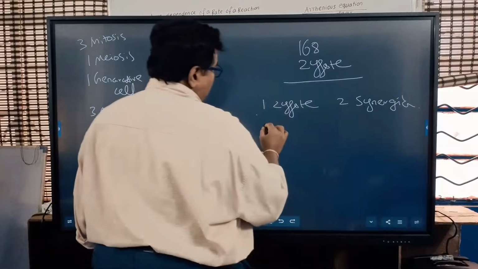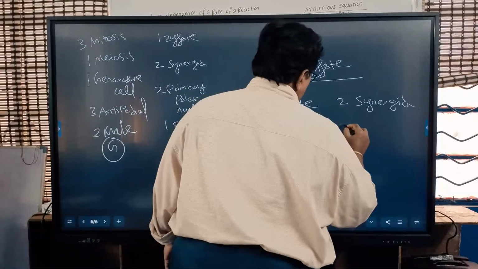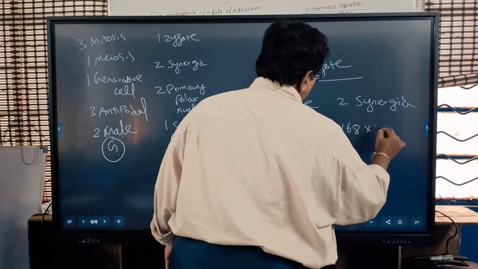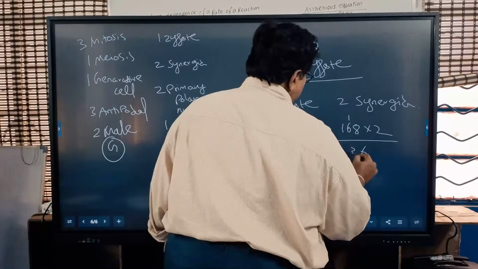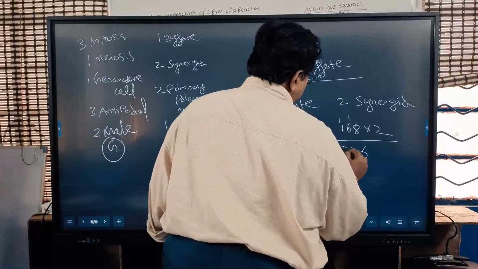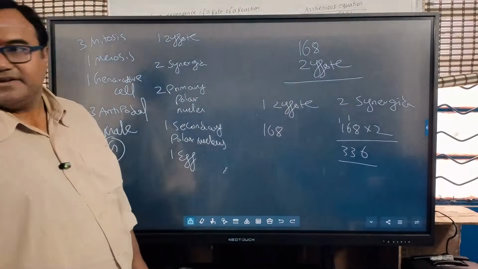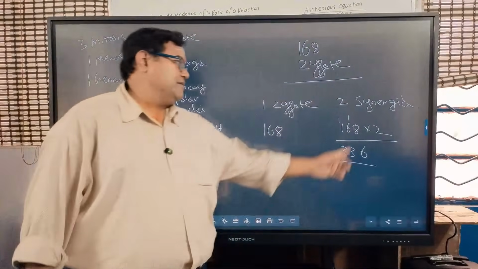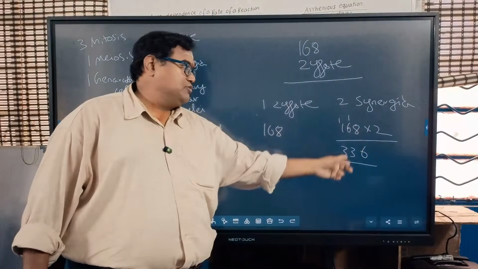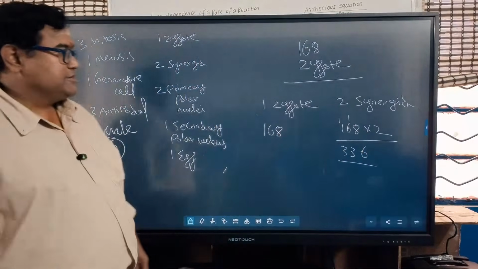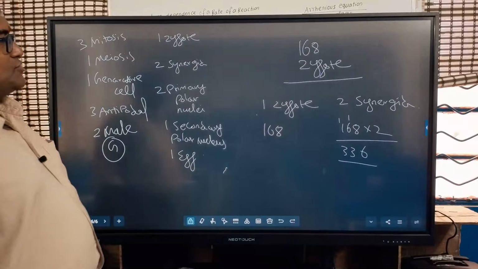Right? For 168 zygotes, how many synergids are required? So 168 into 2. 8 2s are 16. 6 2s are 12 plus 1, 13. 1 2 is 2. 336. Am I correct or not? So this is the answer.